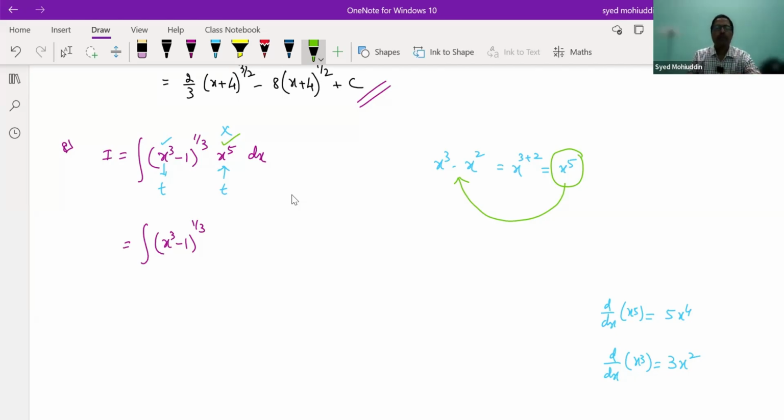So very cleverly this problem has been prepared. So x cube minus 1 to the power of 1 by 3, because I have decided that I'll be taking x cube as t. I have to put x power of 5 as x cube into x square. I'm just breaking that one. x power of 5 is written as x cube into x square into dx.